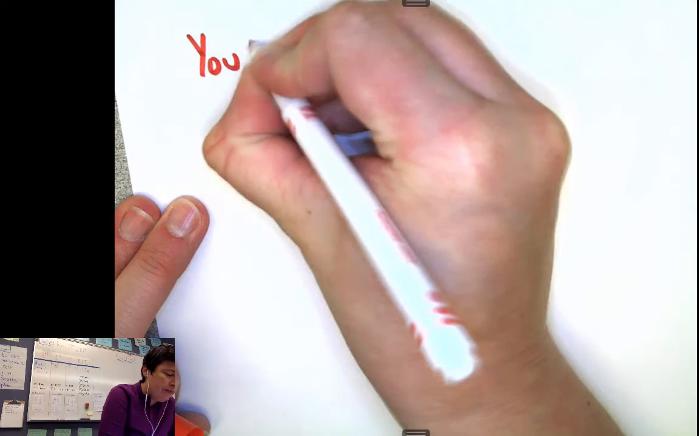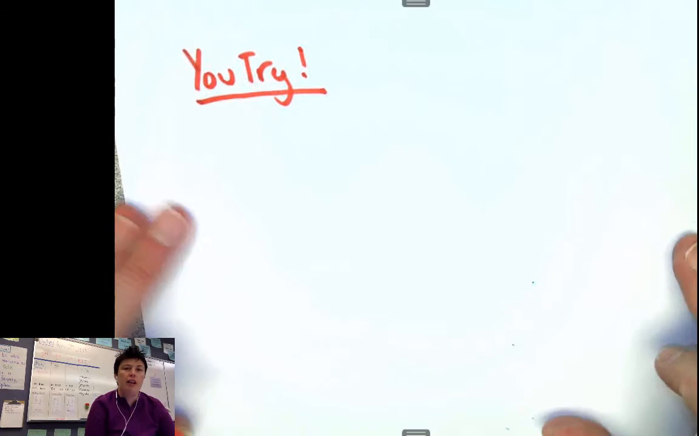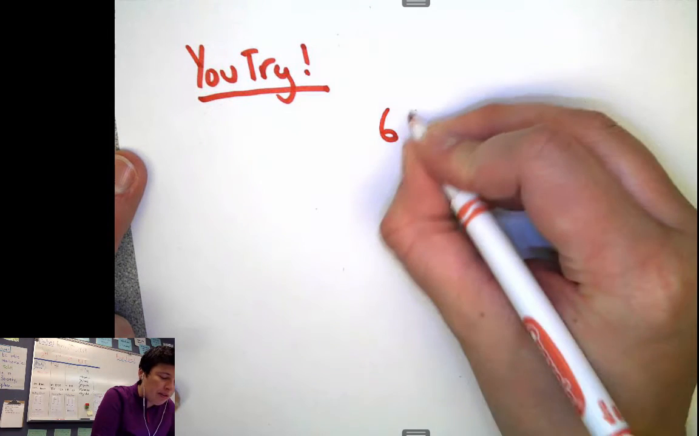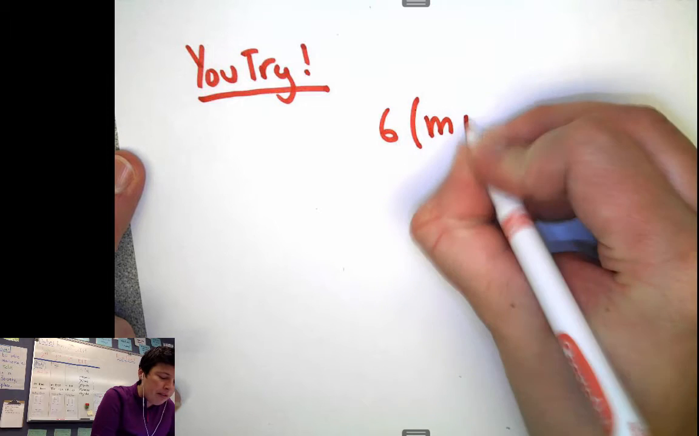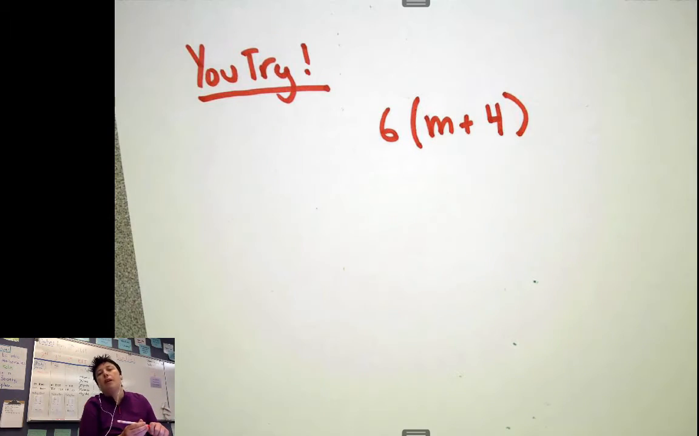If you do, that's awesome. So here is your you-try. And this is something for you to try on your own to see if you've got a handle on this problem. So your problem is 6 parentheses m plus 4. Right now, hit the pause button on your device and go ahead and simplify this on your own with distributive property. And then when you're ready, we'll check your answer.